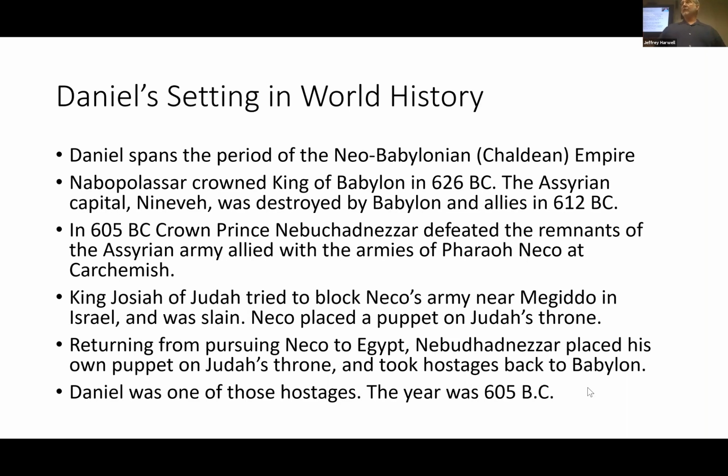Now, as this battle was forming up, as the Egyptian army was coming up the coast to join up with the Assyrians at Carchemish, King Josiah of Israel brought his army out to try to stop the Egyptian army, and they met on the plains of Megiddo. And the Egyptians completely defeated Josiah's army, and they killed Josiah. And they also put one of Josiah's sons on the throne as a puppet king, subservient to Egypt. So then when Nebuchadnezzar comes charging down, chasing the Egyptians, he defeats them in Egypt, and then on his way back, he replaces the Egyptian puppet with a Babylonian puppet.